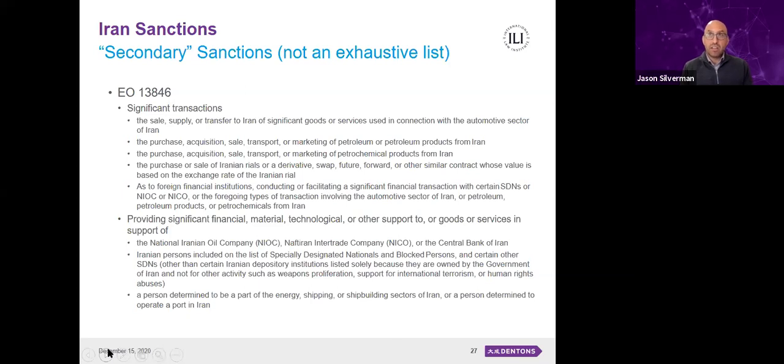So in 2017, I might be getting the dates wrong, but it's been a number of years since we unilaterally withdrew from the JCPOA, and this executive order was issued unwinding the sanctions relief that came along with the JCPOA.